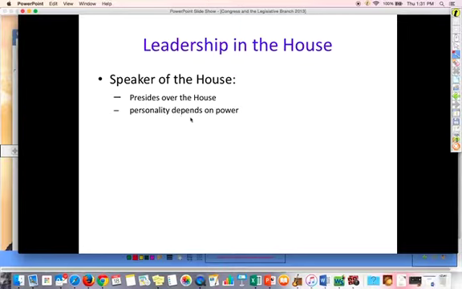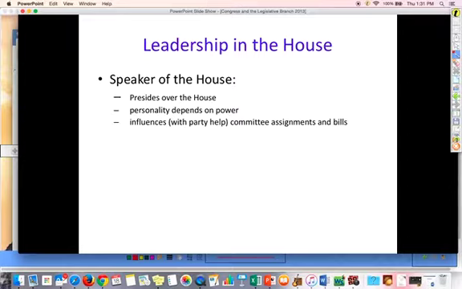We've had a lot of really powerful speakers in the past. Most recently, probably Newt Gingrich. We've had Joseph Cannon. We've had Reed, which the House office buildings are named for. So I just want you to know, if you have a really strong speaker, it totally changes the dynamic between Congress and the presidency.